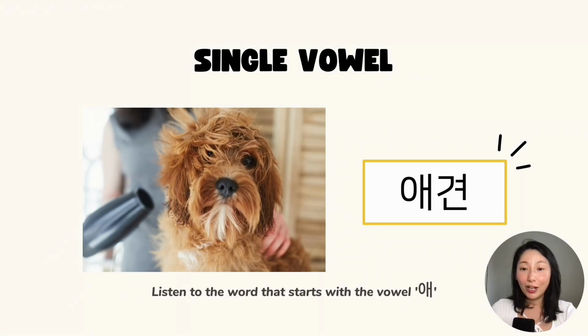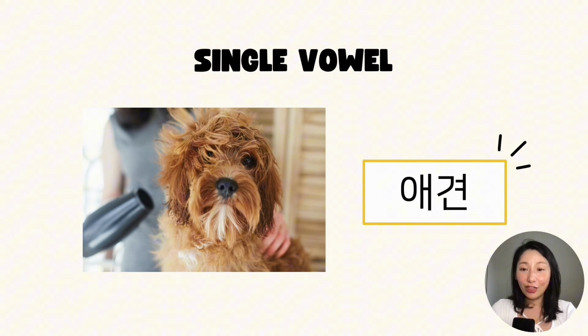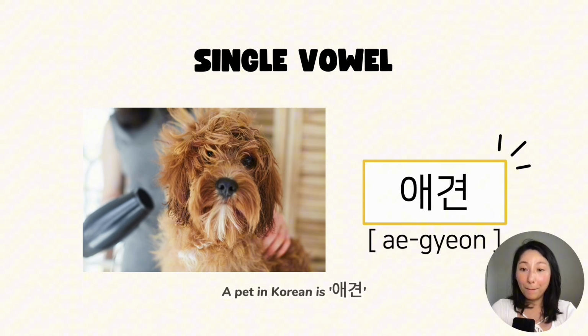Listen to the word that starts with the vowel 에. 애견, 애견, 애견. A pet in Korean is 애견.